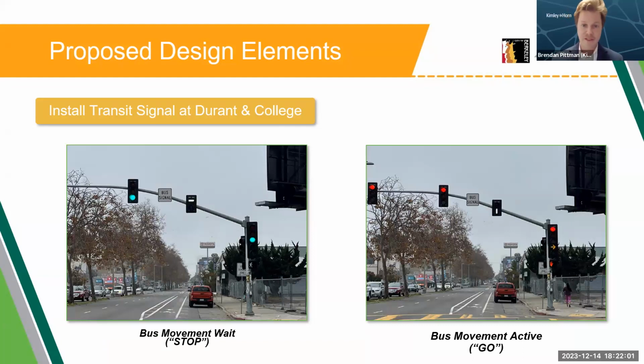The pictures on this slide show the two phases of the transit signal. The picture on the left shows the horizontal bar configuration, which indicates that buses are prohibited from proceeding. The picture on the right shows the vertical bar configuration, which gives transit vehicles the right of way to proceed through the intersection.